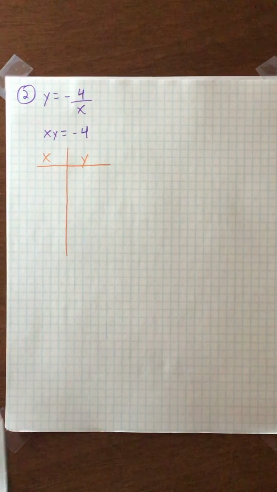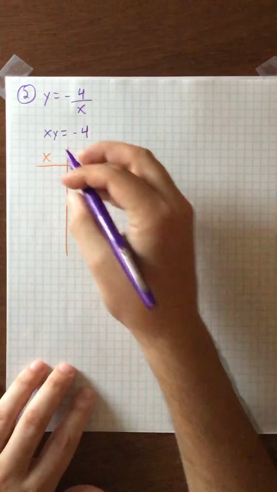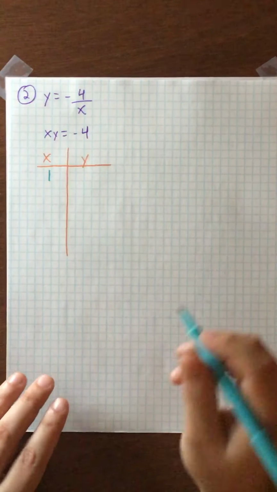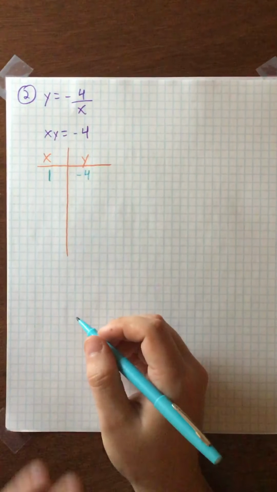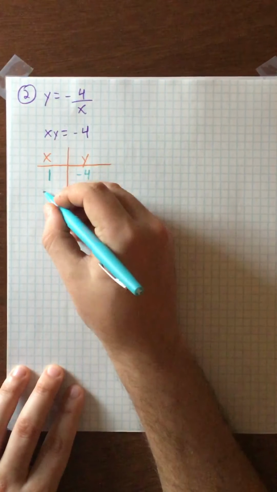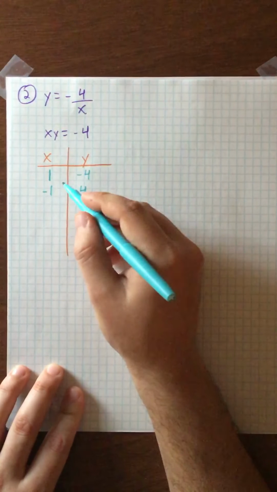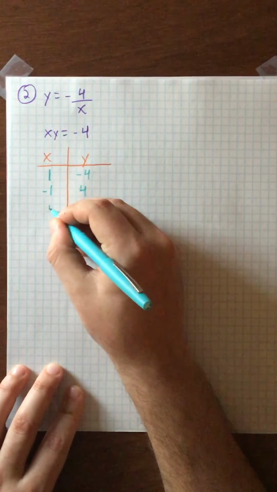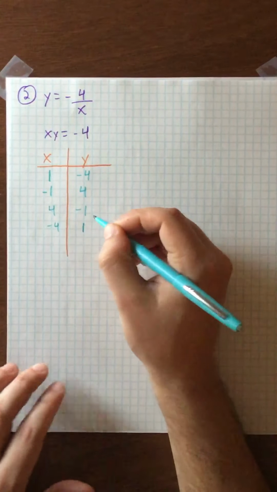Now, I don't always start off at 1, but sometimes 1 doesn't even work that well. But I'm going to start with 1 in this one. So if I have 1 for x, 1 times negative 4 will give me negative 4. Okay, I can also do negative 1 times positive 4. So there I just flipped the signs. Now I can also flip the numbers. I can do positive 4, negative 1. I can do negative 4, positive 1.